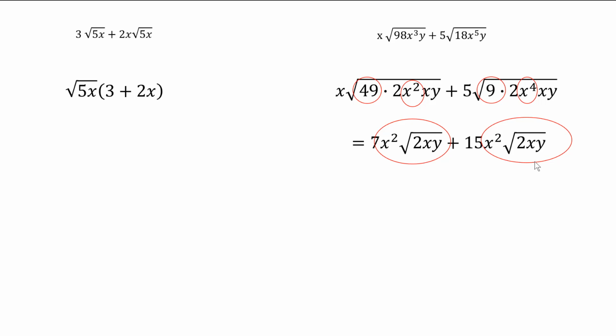So you can see that both of these terms have a factor of x squared, square root of 2xy. And you have 7 of them in the first term, and you have 15 of them in the second term. So 7 plus 15 is 22. You have 22 of those things. Apples, oranges, x squared, square root of 2xy.